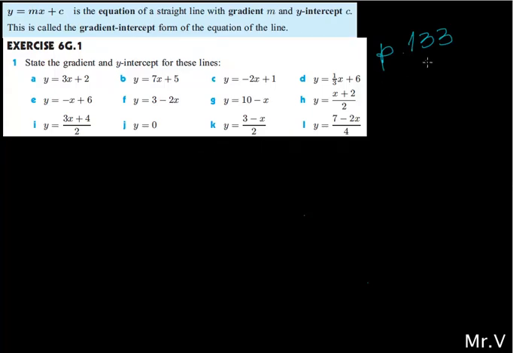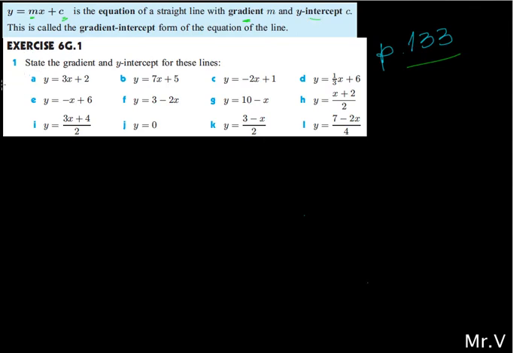Okay, now we are on page 133 and we are working the topic about equation of straight lines. The equation of the line will be represented by y equal m times x plus c, where m is going to represent our gradient and c is going to represent our y-intercept.